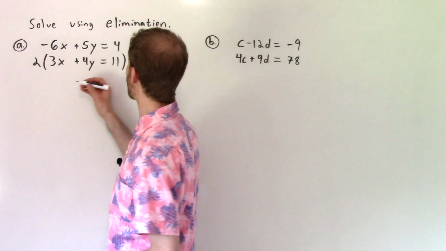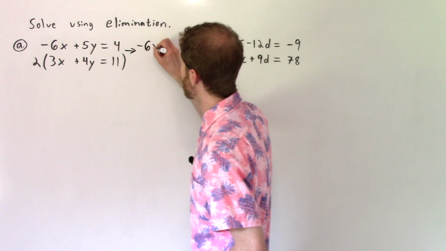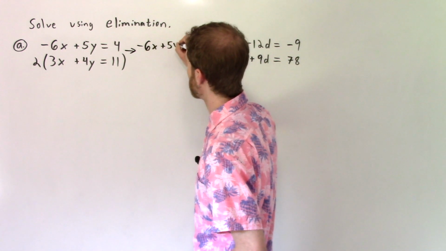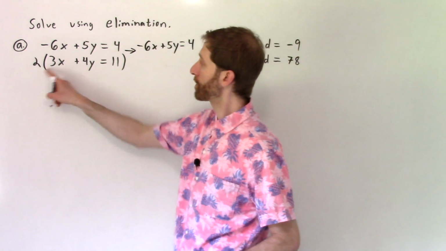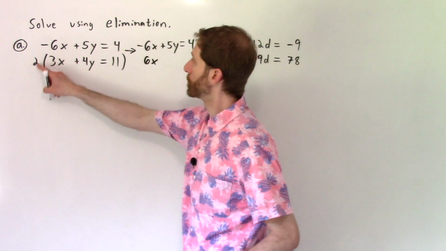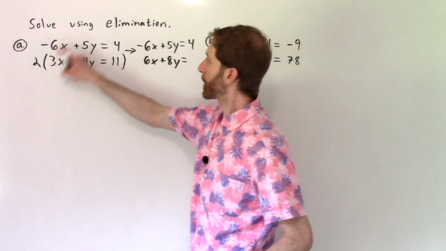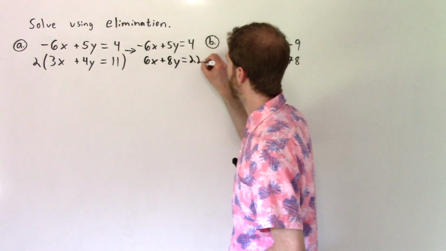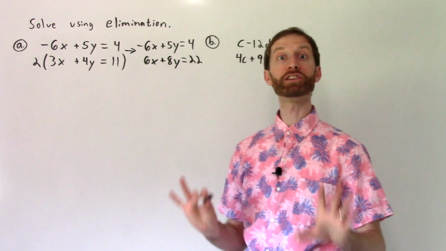So that's going to give us, and all I do is kind of move the equations over, I copy the top equation, -6x plus 5y is equal to 4. And then the bottom equation, everything's multiplied by 2. 2 times 3x is 6x. 2 times 4y is 8y. 2 times 11 is 22. Nice. Now we have that the -6 and 6 are the same.